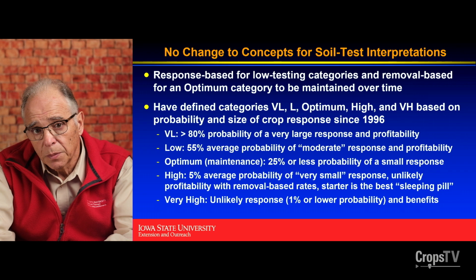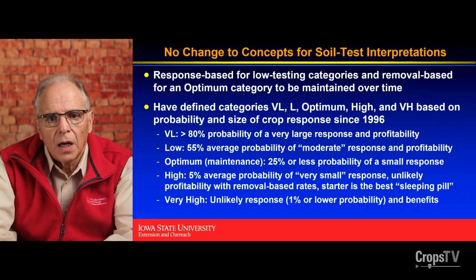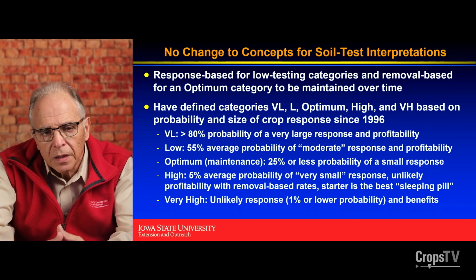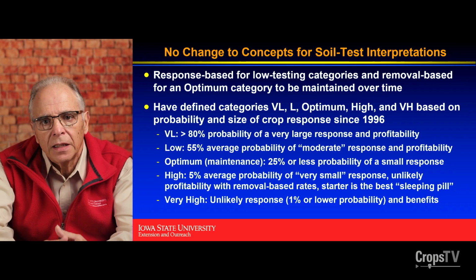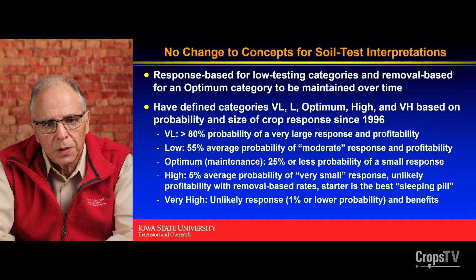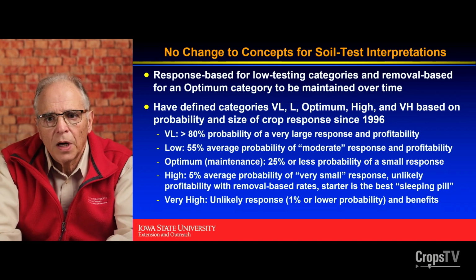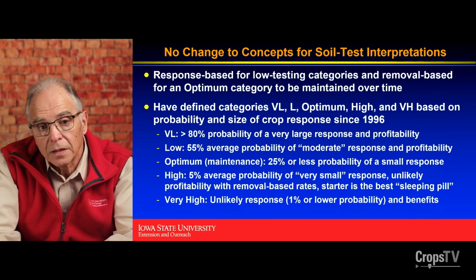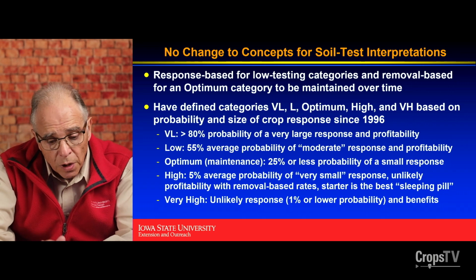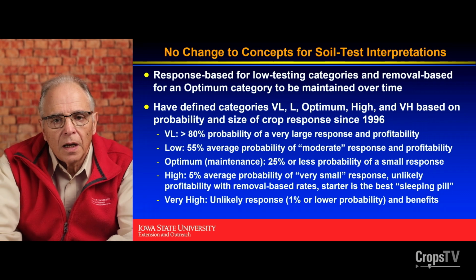And then we define an optimum category, which in other states is called medium. But many years ago, we decided on optimum, because it's the optimum category to be maintained over time with a long-term concept of management. So we have defined these categories, very low, low, optimal, high, and very high, based on probability and size of the crop response since 1996. Before that, we were considering that, but we were not so clear in how we did it.